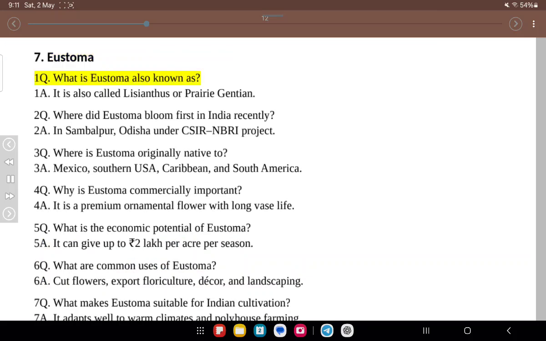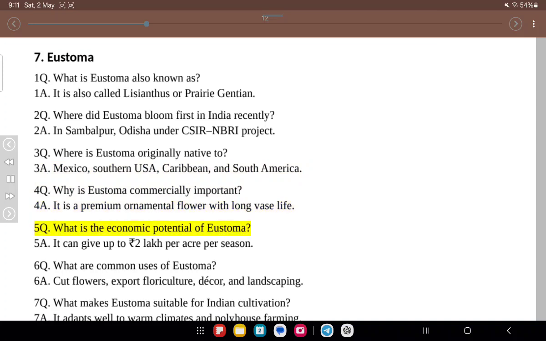7. Eustoma. 1Q. What is Eustoma also known as? 1A. It is also called Lisianthus or prairie gentian. 2Q. Where did Eustoma bloom first in India recently? 2A. In Sambalpur, Odisha under CSIR NBRI project. 3Q. Where is Eustoma originally native to? 3A. Mexico, southern USA, Caribbean, and South America. 4Q. Why is Eustoma commercially important? 4A. It is a premium ornamental flower with long vase life.